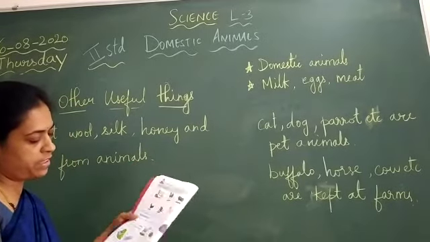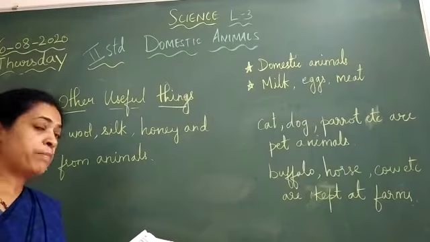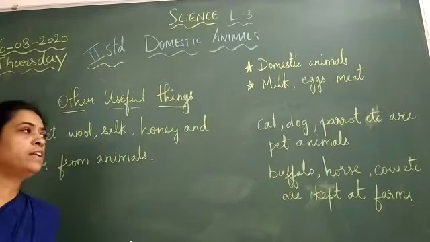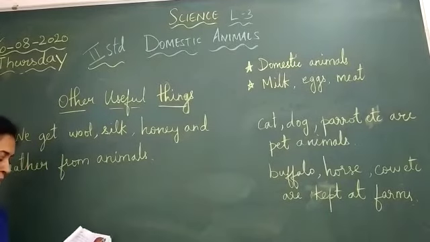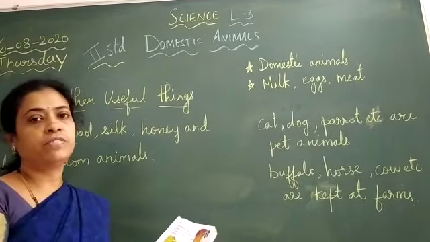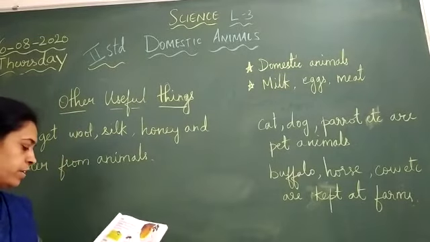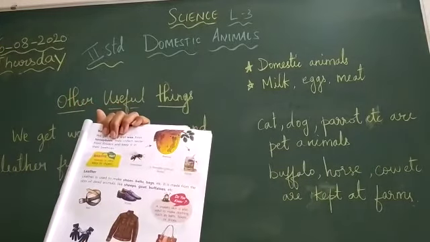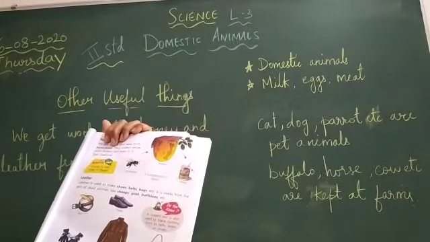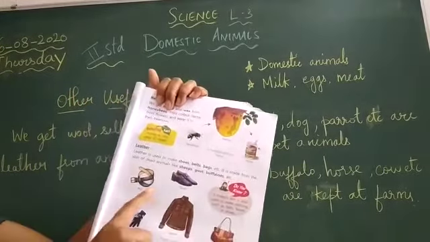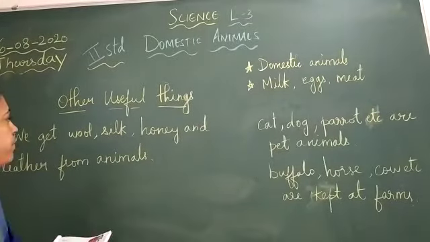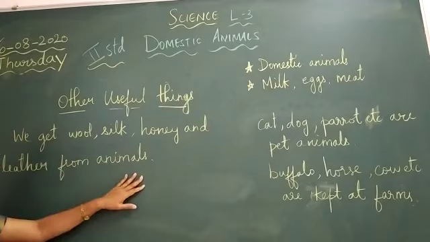We get wool from sheep, isn't it? In the same way, even camel skin is used to make shoes, bags, and all. Okay. So these leather products are made from the dead skin of the animals. Okay. So you can see in the picture here, belt, shoes, gloves, jacket, bag. So these are the other useful things we get from the animals.